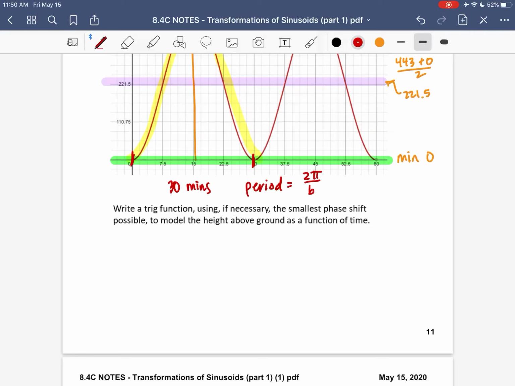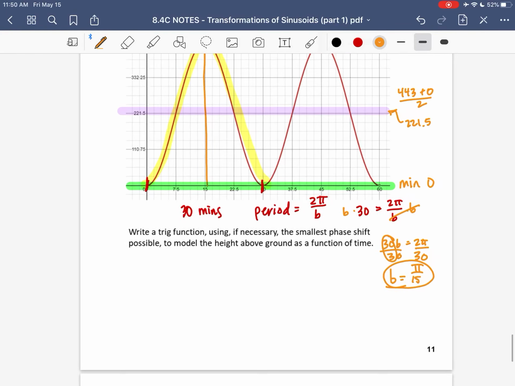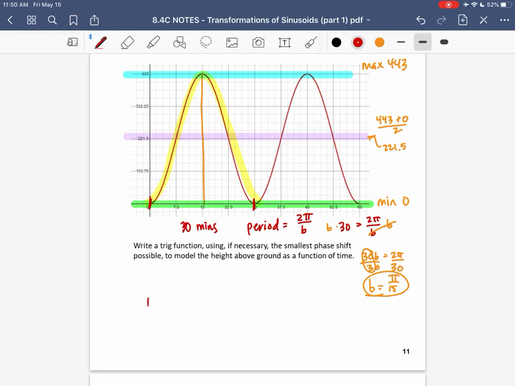We know that our period is equal to 2 pi over b. B is what needs to go into our formula. So we have 30 minutes equals 2 pi over b. If we want to solve this, I'd multiply both sides by b. And now I have 30b equals 2 pi. And just divide both sides by 30. Okay, 30 over 30 is a fancy 1, so that just leaves 1b. 2 pi over 30, I can simplify that to be pi over 15. So it looks like b is going to be pi over 15. Okay, I think we're ready to go.